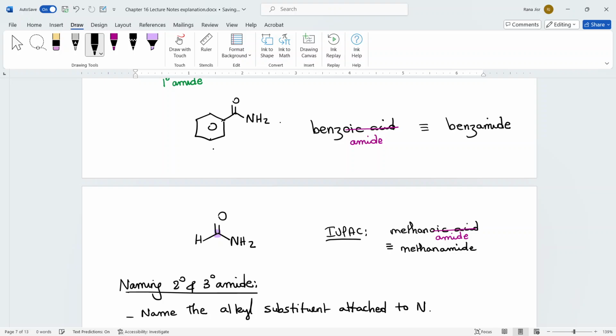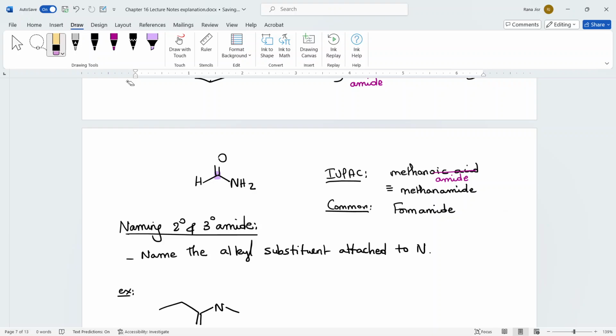Okay. You don't have every time to put an oic acid and replace it by an amide, but here I'm just showing you how the name is going to be. So that is going to be the IUPAC. I can name it also as a common. And for common, I know that one carbon is formic, right? Or form. So that is going to be a formic acid. I'm going to drop the ic acid and add an amide. So that is going to be a formamide. You are responsible for formamide as a common name.